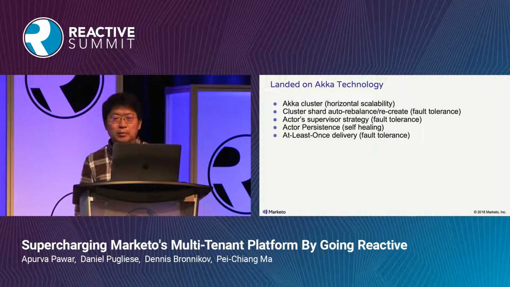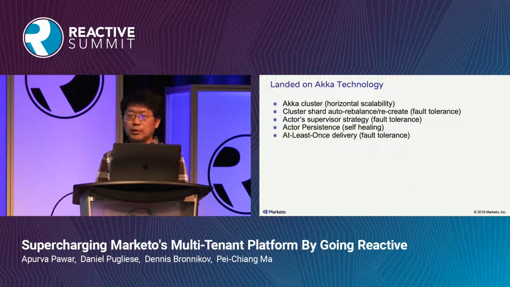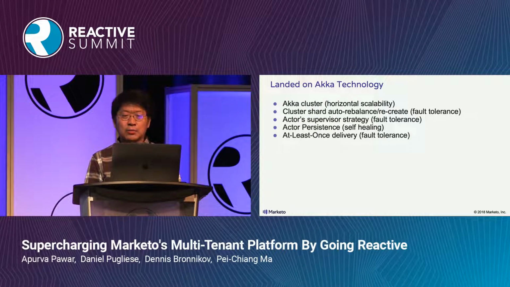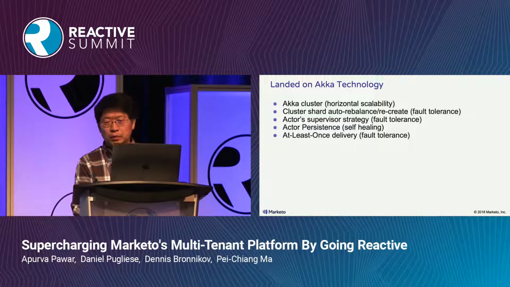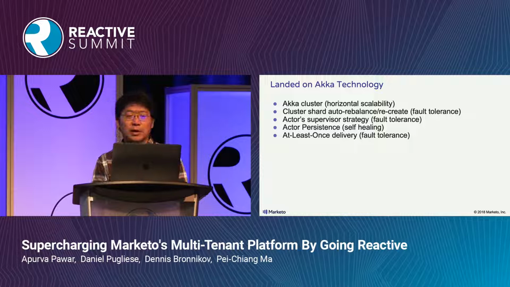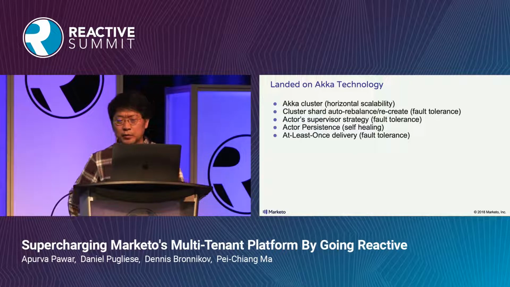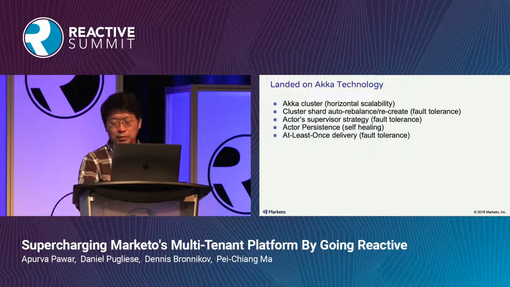So after evaluating some technologies in the industry, we finally landed on Akka technology. The reason we chose Akka was because Akka Cluster gives us horizontal scalability at cluster level. Cluster sharding, auto-balance, and recreate give us fault tolerance at the shard level. Actor supervisor strategy gives us fault tolerance at actor level. Actor persistence gives us a self-healing capability at actor level. And at-least-once delivery gives us fault tolerance at the message level.